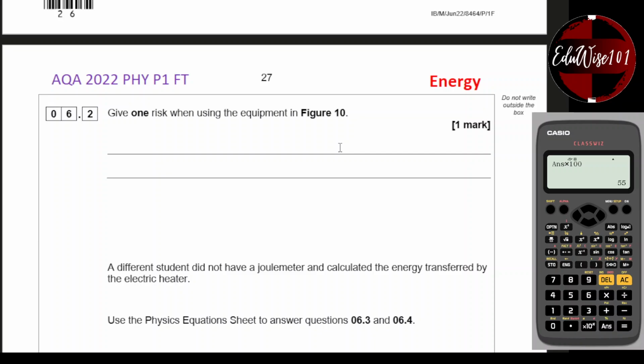Question 6.2, give one risk when using the equipment in figure 10. So what is the risk when you're using some of the equipment? Well, you're using a heater which can cause burns or scalds.